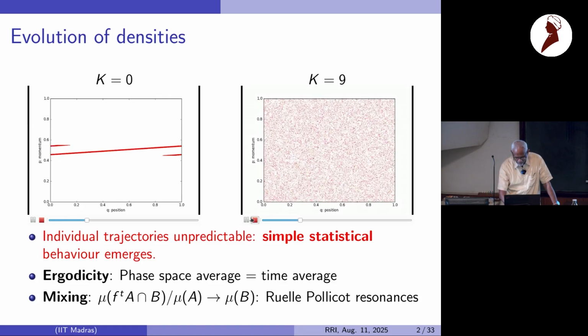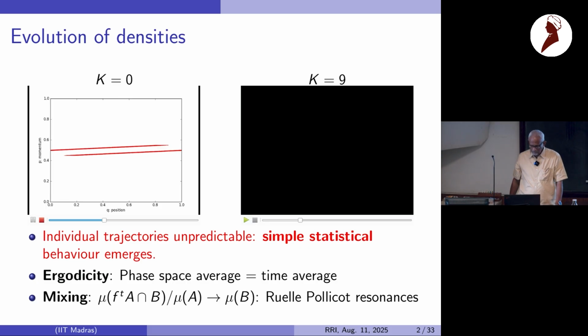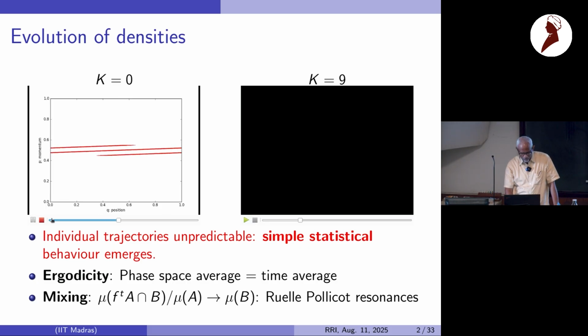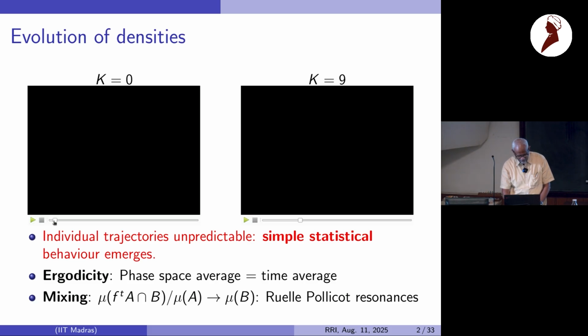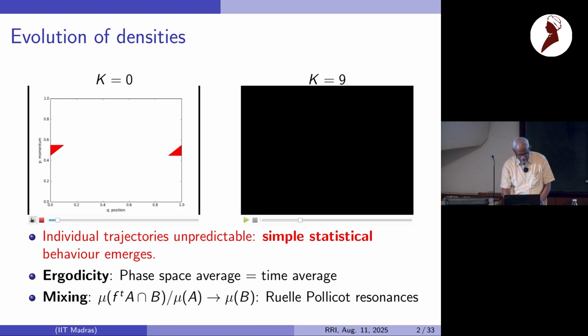So let us start simply with the standard map, the kicked rotor. What I'm going to do is still classical, okay? I've taken a bunch of initial conditions at the center, (1/2, 1/2), and I'm seeing what happens to it with time. It's just free particles because K is zero, which is integrable, and (1/2, 1/2) is a period 2 orbit.